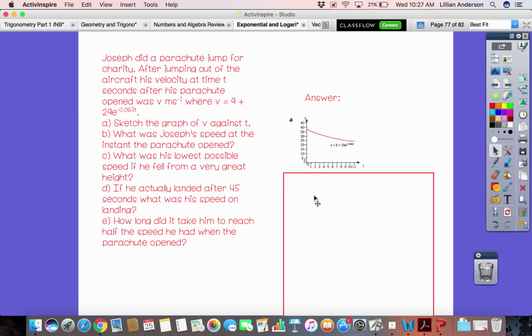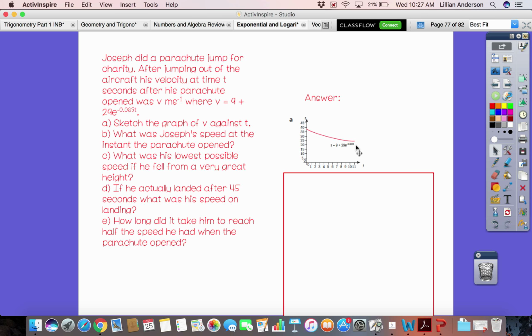So you should have had this for part A, your sketch, okay? This one's a little bit more in detail, but as you can see, it does have a y-intercept that's between 35 and 40, which is what you would get if you plugged in 0 for t. And you can see that it's flattening out at your horizontal asymptote.